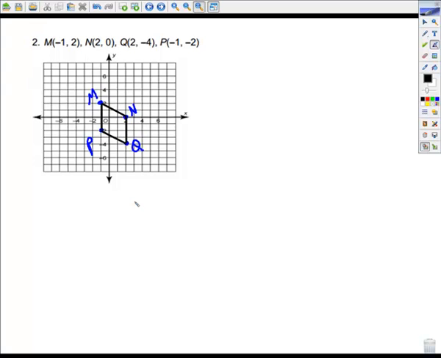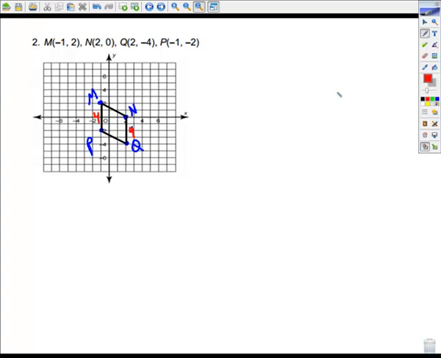Remember though, on a parallelogram, both pairs of opposite sides are congruent. So we have to see, are both pairs of these opposite sides the same length? Well, it's pretty easy to figure out M and P, N, Q. We can just count 1, 2, 3, 4 here. Let me change colors. There's 4 here, 1, 2, 3, 4 here. But now I need to figure out the distance between M and N.